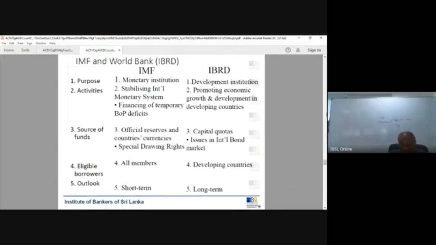IMF and World Bank, if you do a comparison of IMF and World Bank, the IMF is a monetary institution, whereas the IBRD or the World Bank is a development institution. Activities: number one, stabilizing the international monetary system and financing of temporary balance of payment deficits. And number two, IBRD: promoting economic growth and development in developing countries.